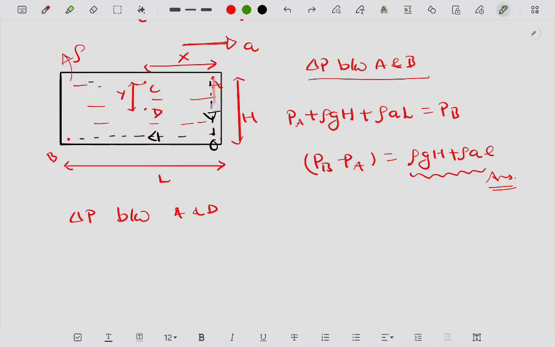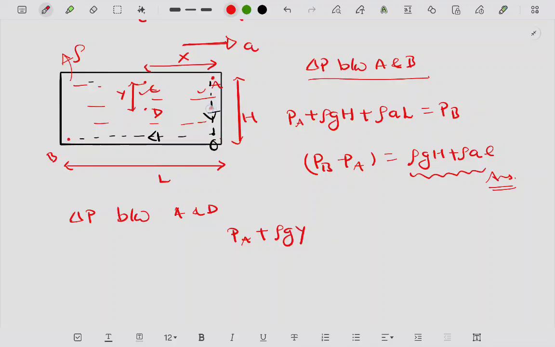You can walk first down, then left like this. So first I'm coming down, then what will you write? Pressure at point A is PA. Now I'm coming down. How much value am I coming down? If you can see, this value is equal to Y. So we can say PA plus rho gY, because going down in the liquid, pressure increases by rho gh value, depending on how much you are going down.